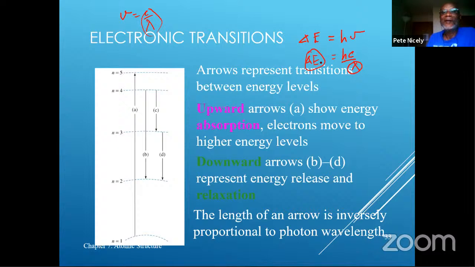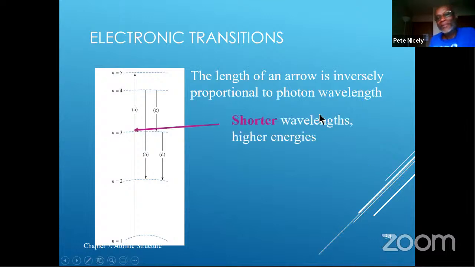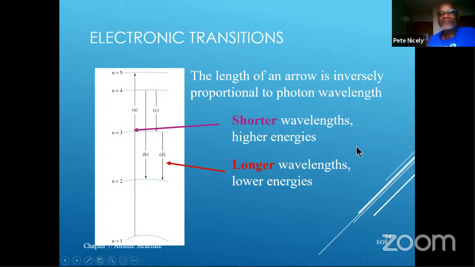In other words, the greater the energy of the transition for the electron, the smaller the wavelength of the radiation involved, all right? So there's an inverse relationship between the energy transition, or the energy of the radiation that is either produced or absorbed, and the wavelength of that radiation. Basically this is just emphasizing what I just said. Shorter wavelength will result in higher energies and vice versa, all right?